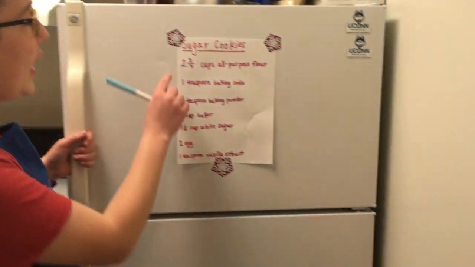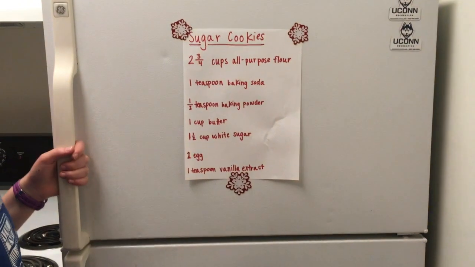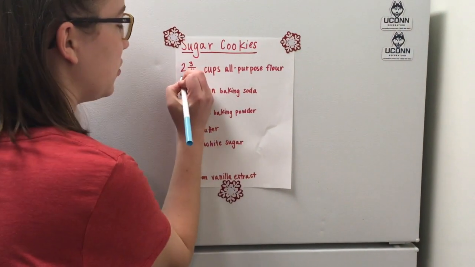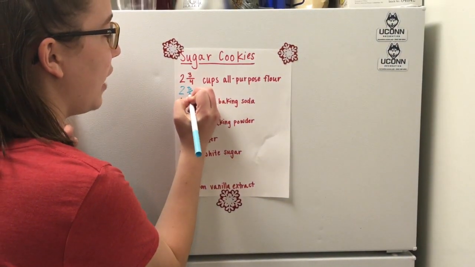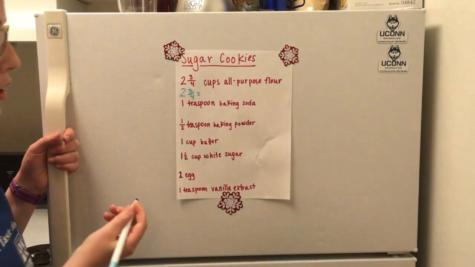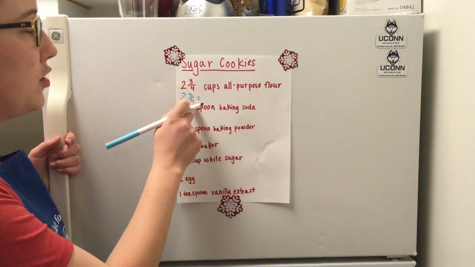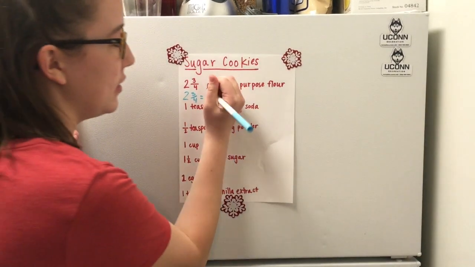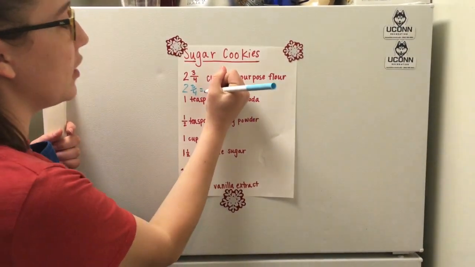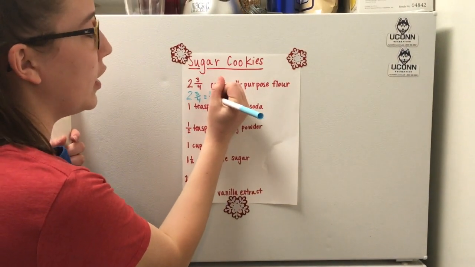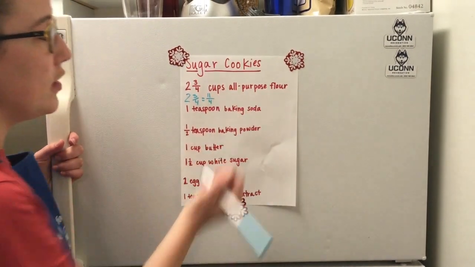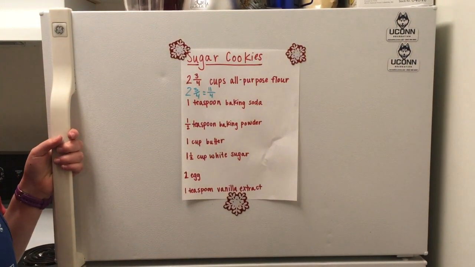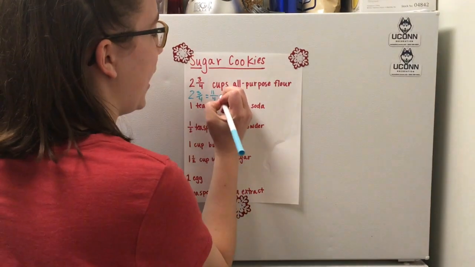So right here I have 2 3/4 cups of flour. So what I would do is change it into an improper fraction. You do that by multiplying 2 by 4 and then adding the 3. So we see that 2 times 4 is 8, plus 3 would give you 11 over 4. So then if I want to divide that by 2, that's the same as multiplying by 1/2.